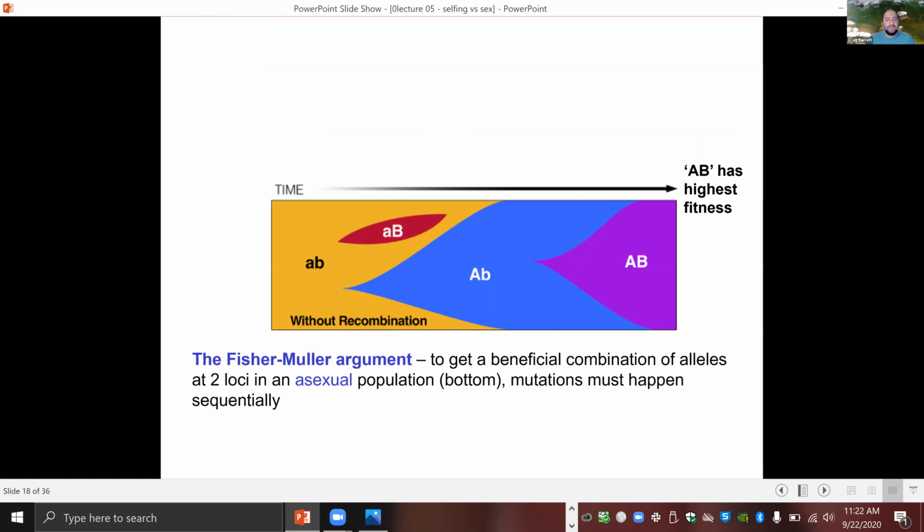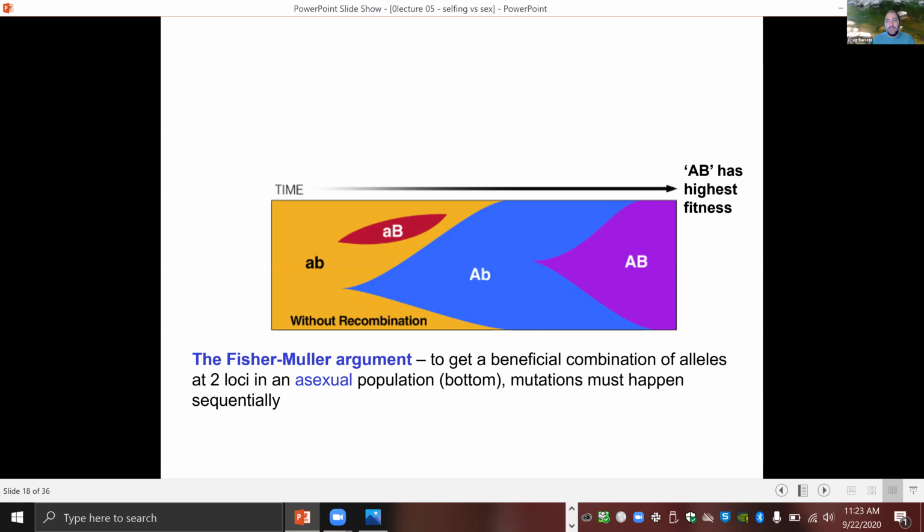Okay, so the Fisher-Muller argument. All right, so to get a beneficial combination of alleles at two loci in an asexual population, so remember we're talking about two loci or two genes here, each with two alleles. So big A, big B, little b. You must have mutations happen in a sequence.